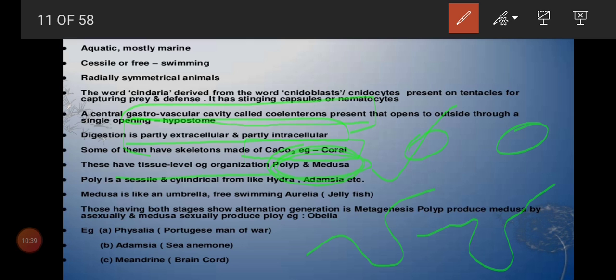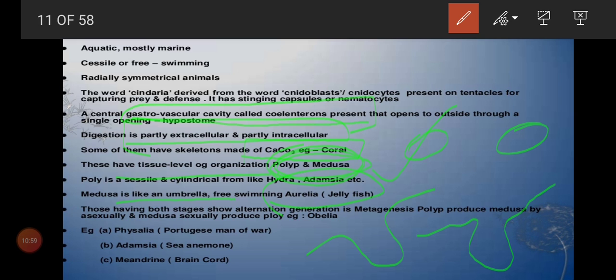Is that clear, children? So here we can see some different structures. For example, the polyp is one structure and the medusa is an umbrella-like structure. Like that, we can see different shapes in the Coelenterata group. And the medusa is like an umbrella, free-swimming Aurelia, that is jellyfish.